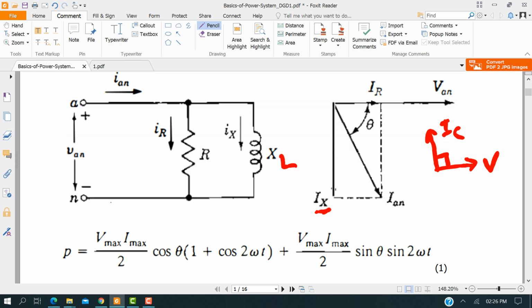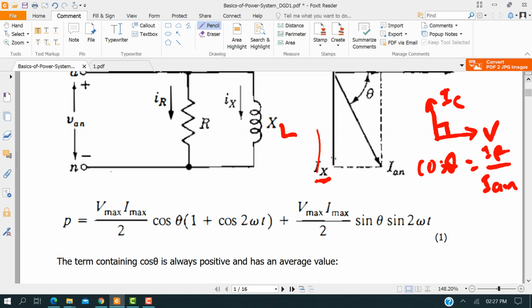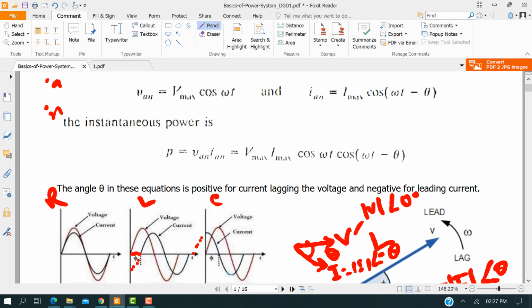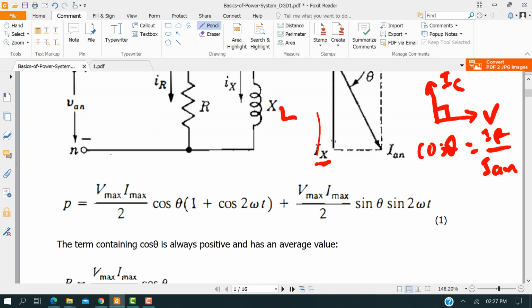Then if we make an expression like cos theta here, if you draw the cos theta, then cos theta can be written with a horizontal component IR over IN. So IR can be expressed as IN cos theta. Okay, let's go down. From the above expression, if we apply the formula 2 cos A cos B, we get this one.